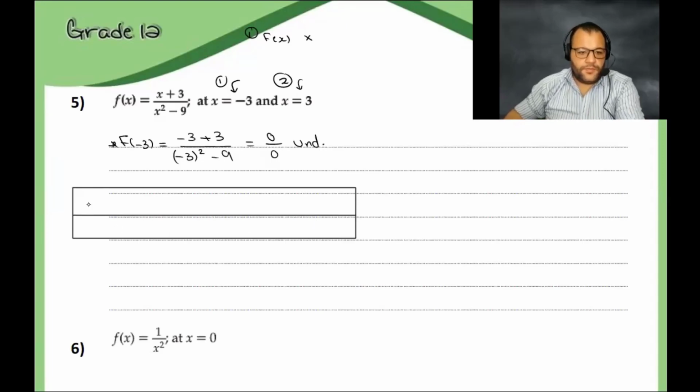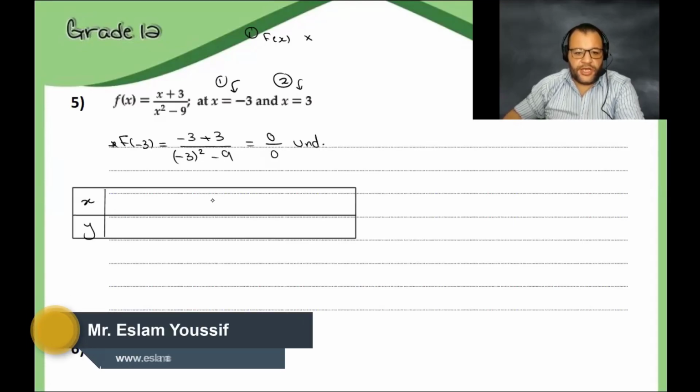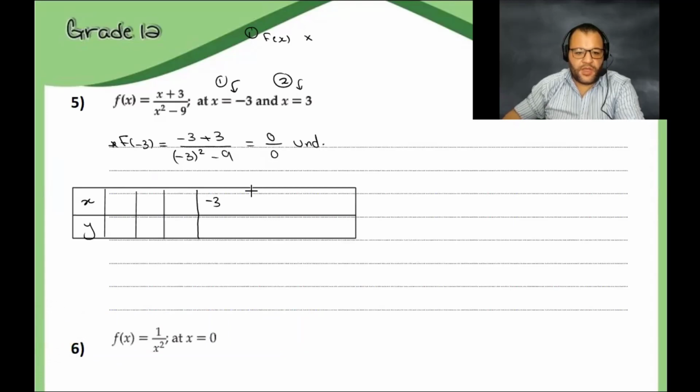Sir, I just realized both cases, for x equals negative 3 and positive 3, are both undefined. Yes, they're both undefined. I will write here negative 3. Then I need 3 values before negative 3 and 3 values after negative 3.